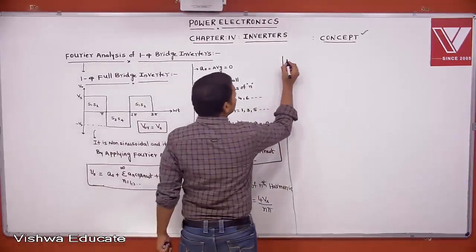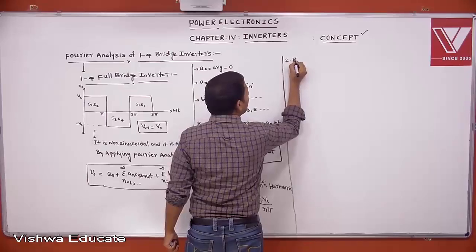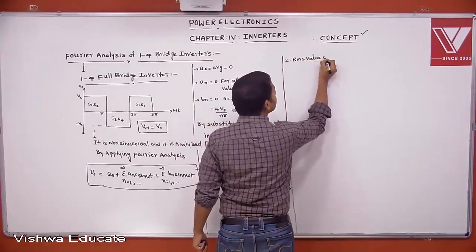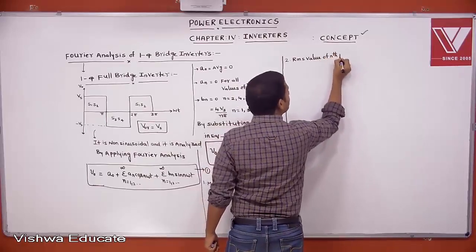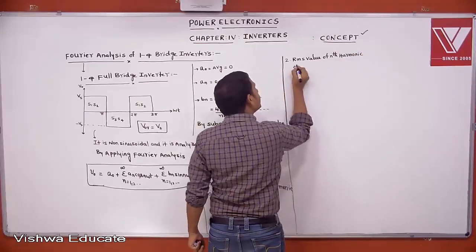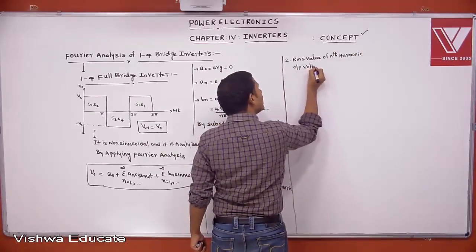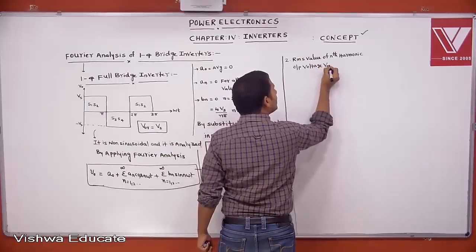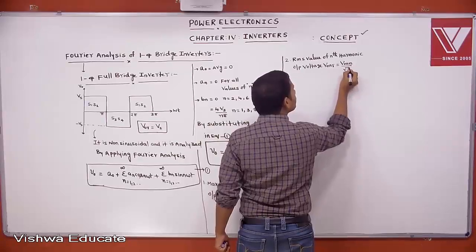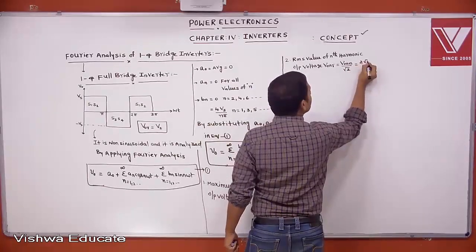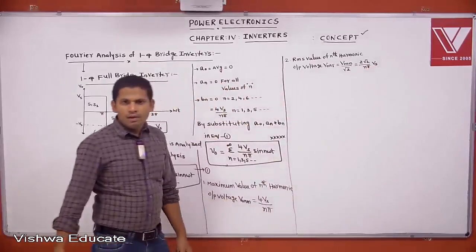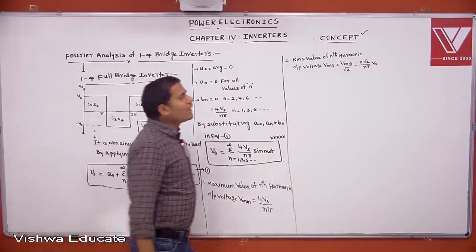Can you tell me, what is the RMS value of nth harmonic output voltage? RMS value of nth harmonic output voltage. That is V0 Nr is equal to V0 Nm by root 2. Then how much you get? 2 root 2 by n pi into Vs. Maximum by root 2, that gives the RMS value.